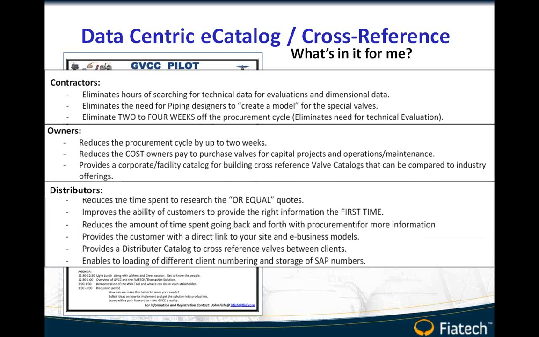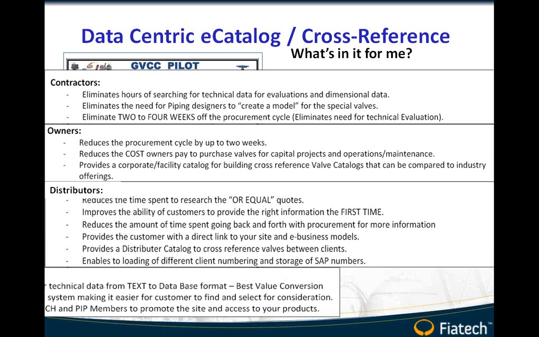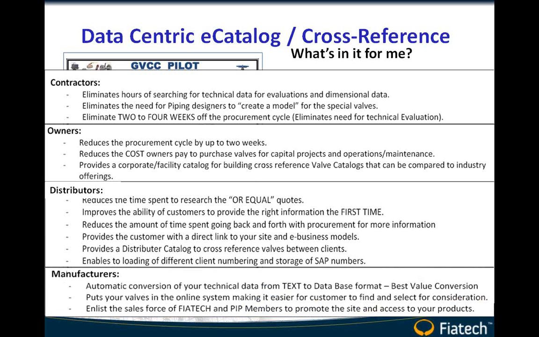Okay, and the cross-referencing from manufacturer A to manufacturer B, this is really a great tool that's going to allow them to look up the or-equal quote process. And at the end of the day, the manufacturers largely have a lot of data, and we're going to help them get that into a digital format. And it makes it easier for the manufacturers to be found and to be compared and selected.